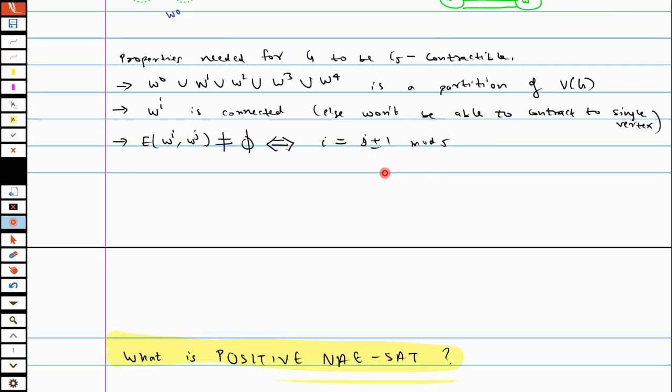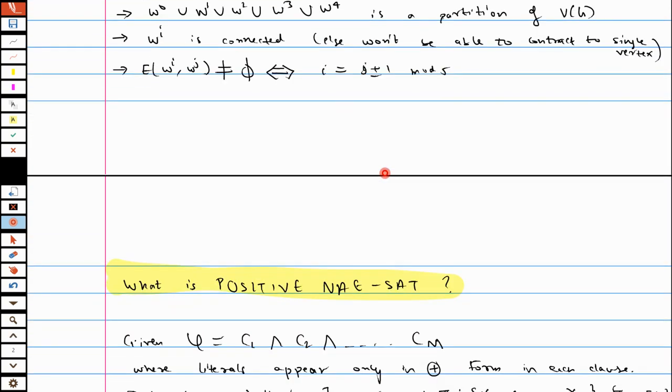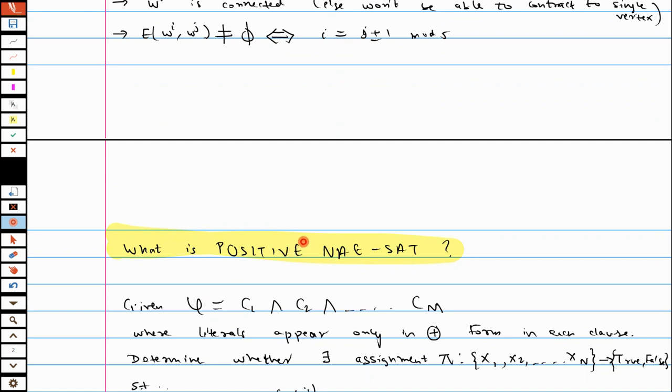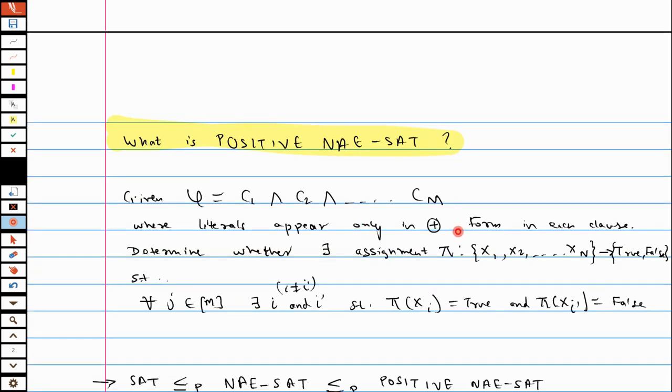Now the next thing is what is positive NAE-SAT. Positive NAE-SAT says that given a CNF formula which contains only positive literals, so we don't have any negative literals, we want to find a satisfying assignment of this formula such that in each clause at least one of the literals is set to true and at least one of the literals is set to false. So this is the definition of the problem positive NAE-SAT.